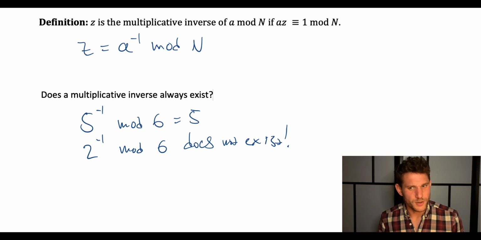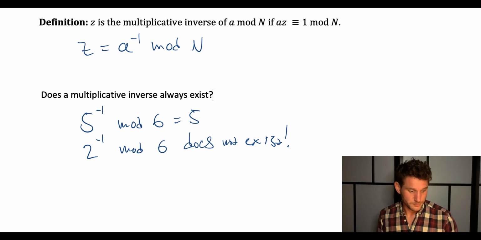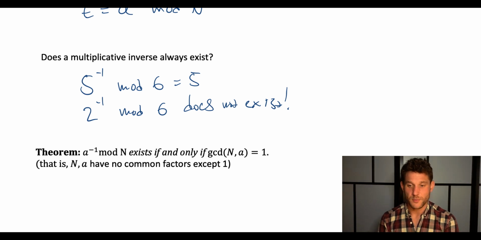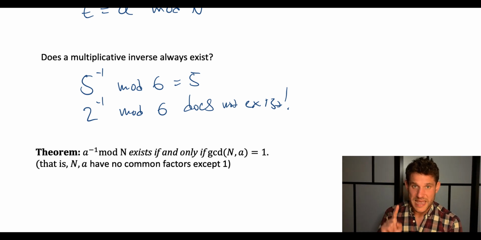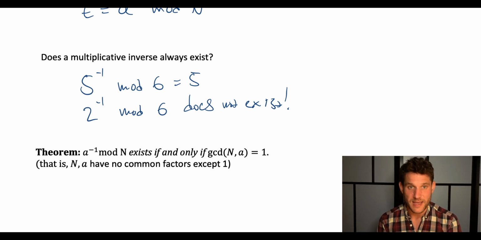Is there a general rule here? It turns out that there is. The theorem that is relevant, and I won't prove it, but I'll just state it, and you can check this on your own time as an exercise, is that you can take a multiplicative inverse modulo n if and only if a and n are relatively prime. Another way to say that is that the greatest common divisor of n and a is 1. That means that n and a don't have any multiplicative factors in common other than 1.